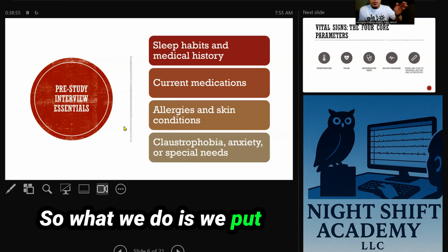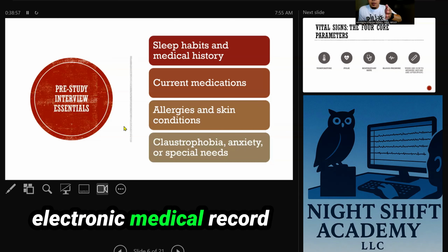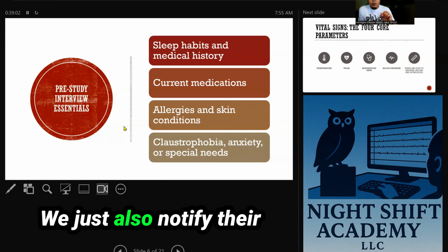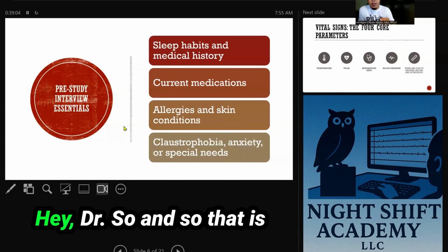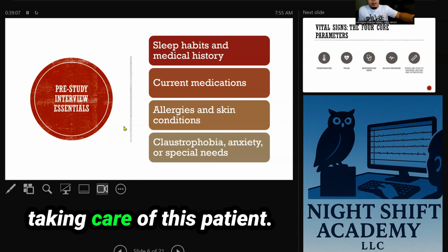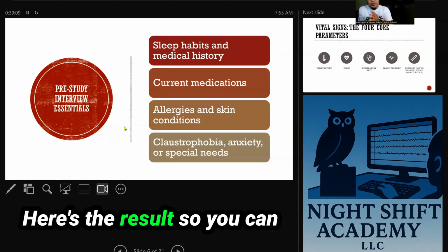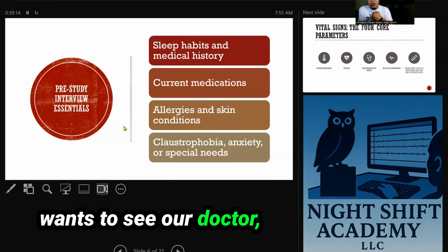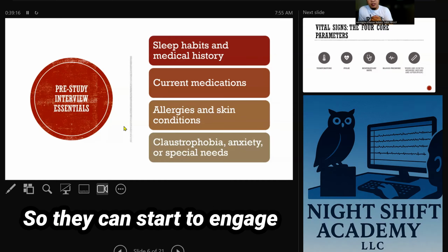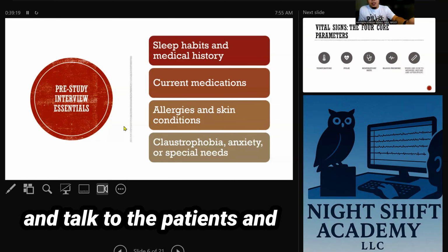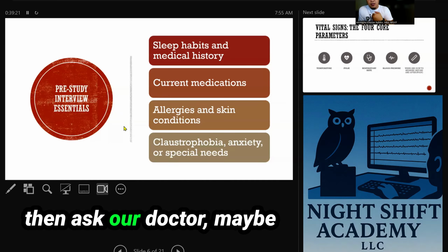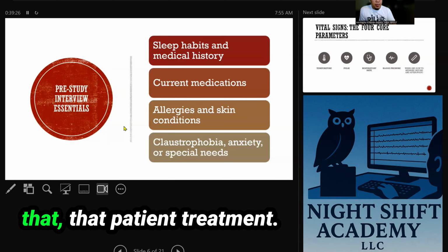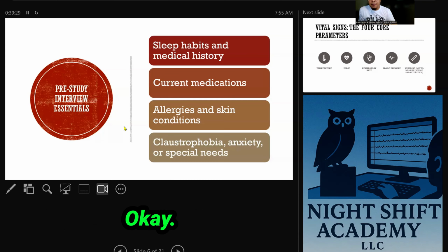So what we do is we put the result in the patient's electronic medical record so they can access their own test result. We also notify their primary care physician, hey, Dr. So-and-so that is taking care of this patient, here's the result, so you can discuss it with this patient, because when the patient wants to see our doctor, it will be about 3 months. So they can start to engage and talk to the patients and then ask our doctor, maybe we need to do treatment now. So it can move the patient's treatment forward, okay?